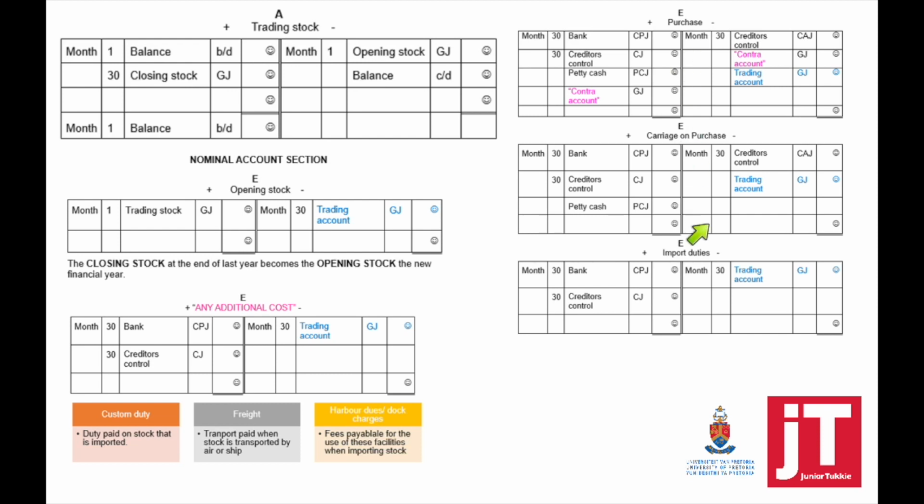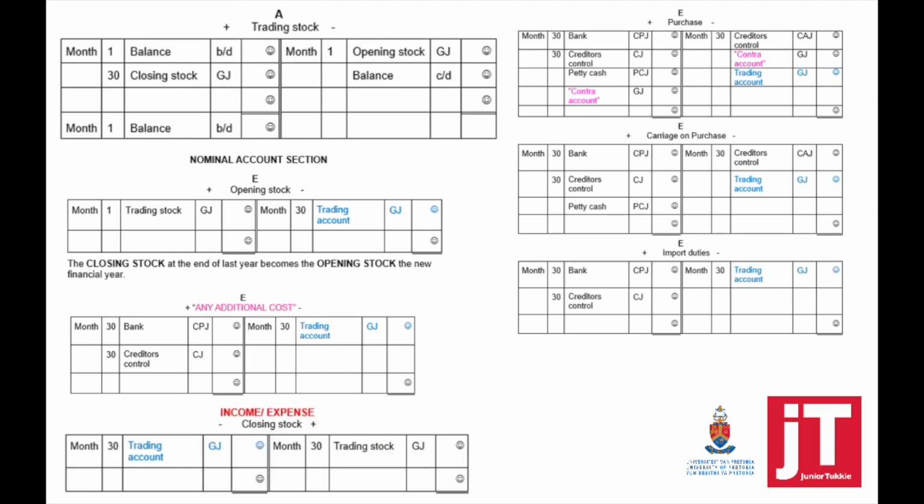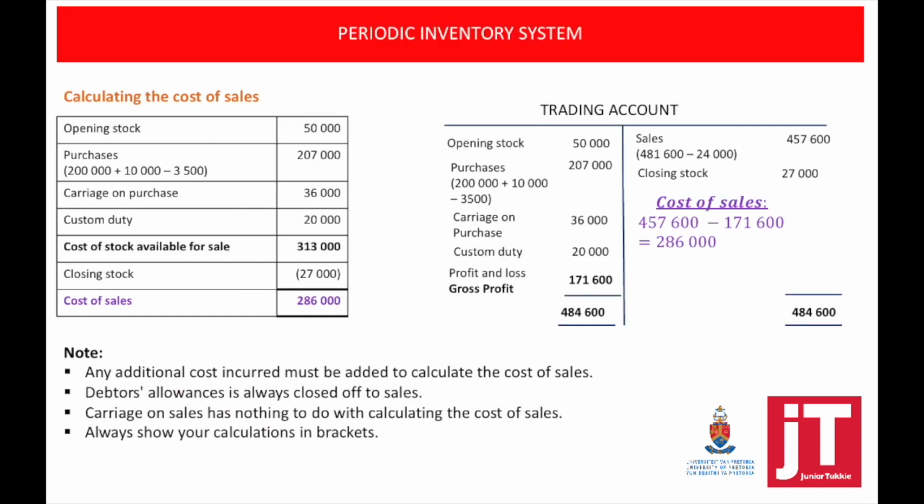Now these are all expense accounts, and you've learned in the nominal account section, at the end of the accounting period, everything is closed off. This is an expense, but it does not form part of your operating expenses. This will always be closed off to your trading account. So you can study in your trading account, we would always have sales. But the first closing transfer, debtors allowances, is closed off to sales.